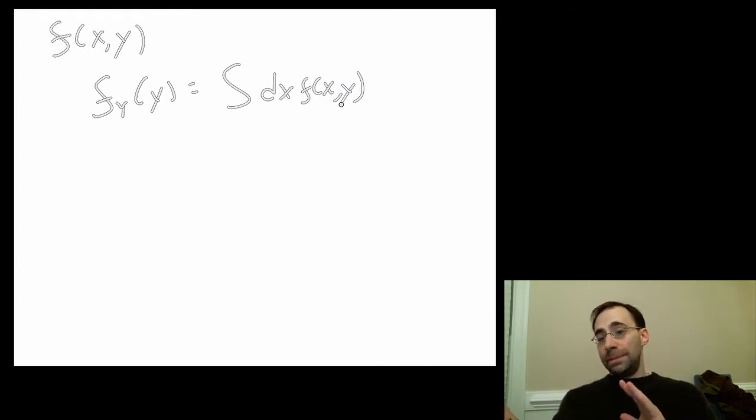So this is the marginal distribution of y. It basically takes all the values of this and integrates away all the x things, which effectively allows you to average over the values of x and see what you get left over in the y. This is the marginal values.